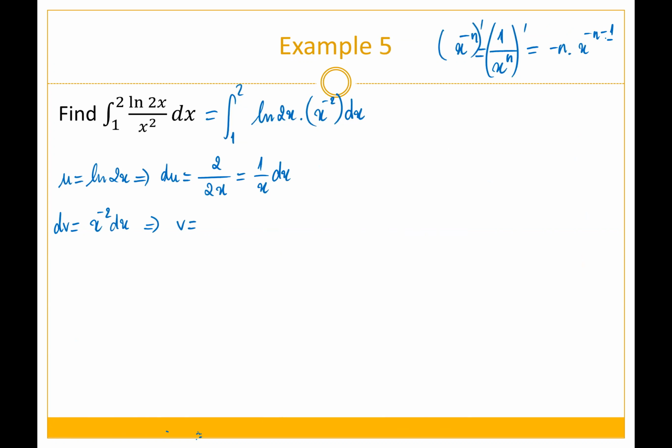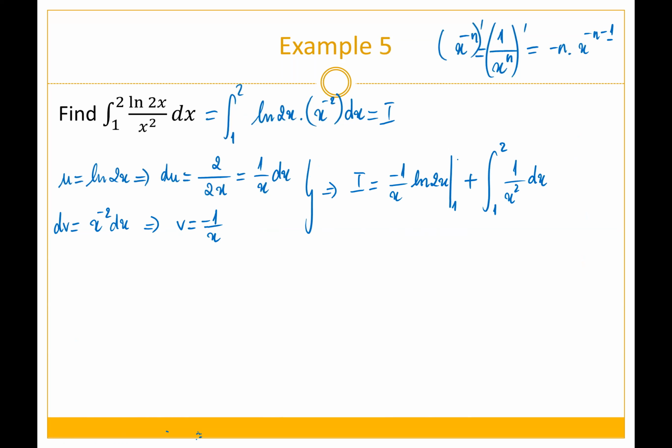So here we have negative and negative 1 is negative 2. So n is going to be negative 1. So v is negative 1 over x. Let's call this thing I again. So we have I is negative 1 over x times ln of 2x, and a minus is plus, 1 over x squared dx, from 1 to 2. And this one is also from 1 to 2.